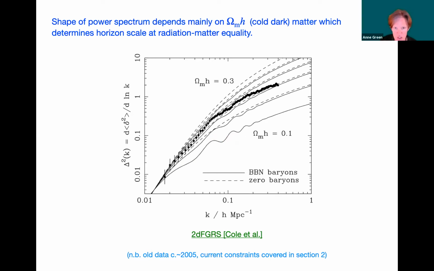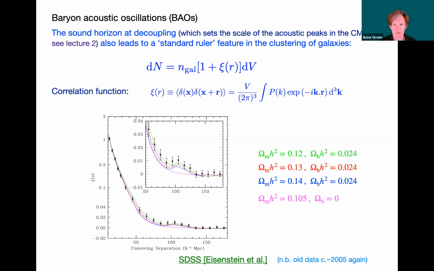So to wrap up for this session, I will just talk very briefly about those oscillations in the power spectrum that show up if you've got baryons. They are called baryon acoustic oscillations. And as we'll see in more detail, hopefully later this afternoon, the sound horizon at decoupling, i.e. the distance sound waves can travel prior to decoupling, is what sets the acoustic scale of the peaks we saw in the CMB. And that same sound horizon at decoupling also generates a standard ruler feature in the clustering of galaxies. And I'll say more about standard rulers later on.